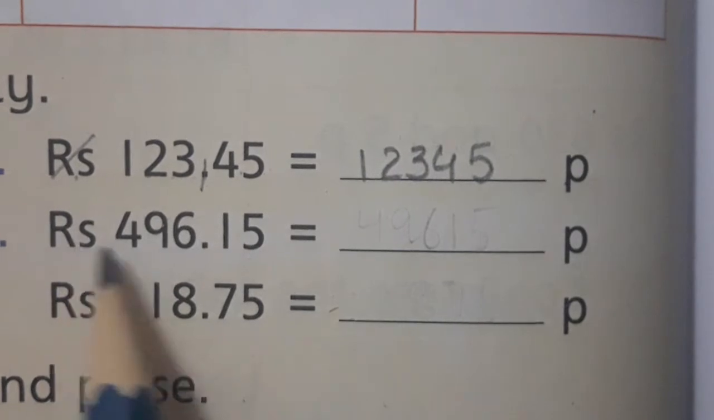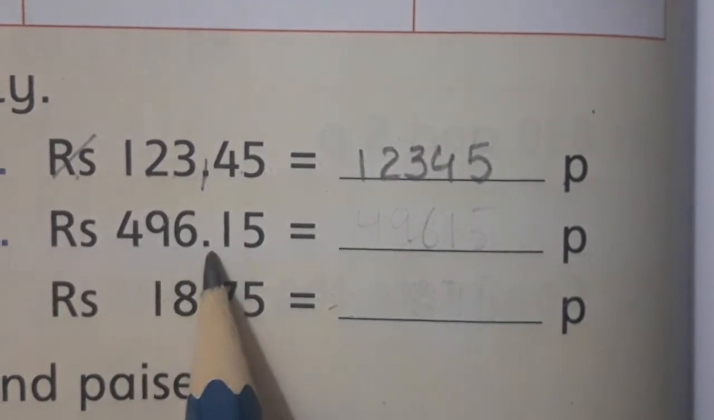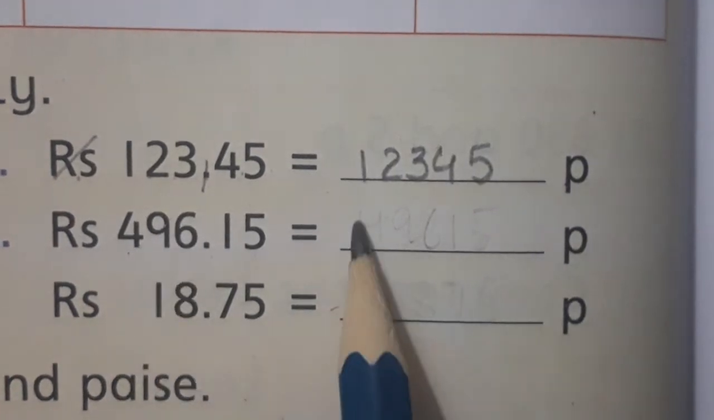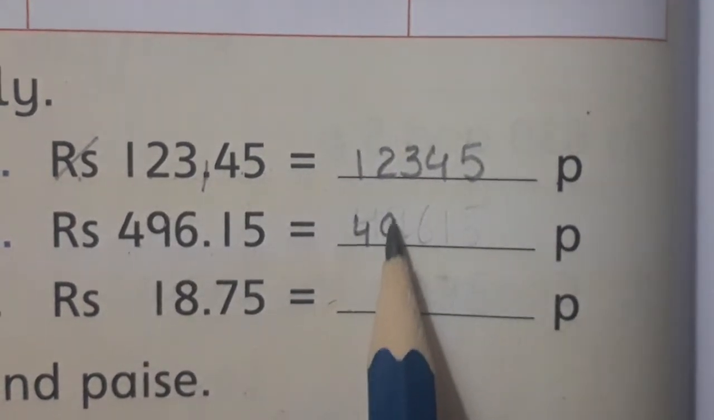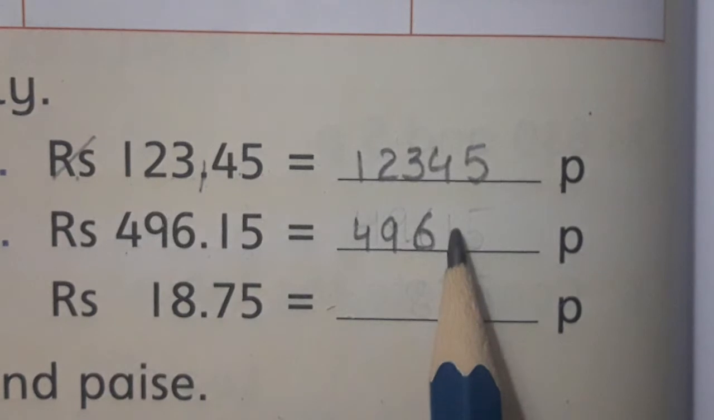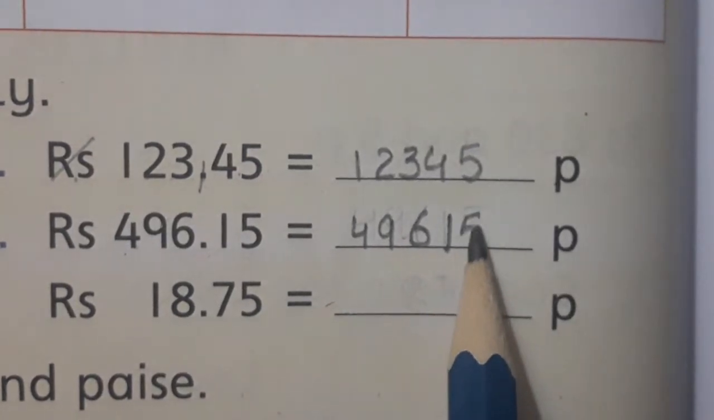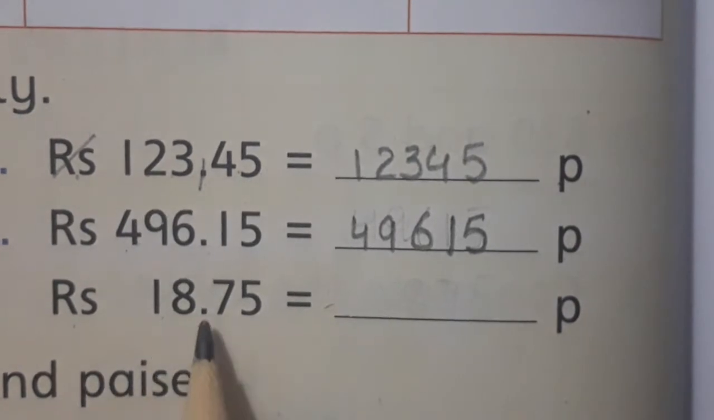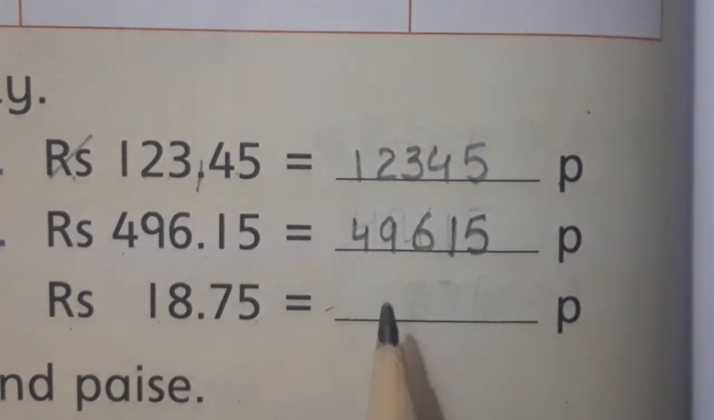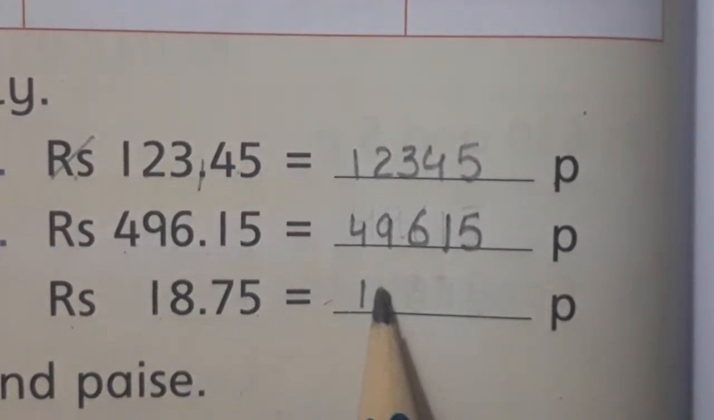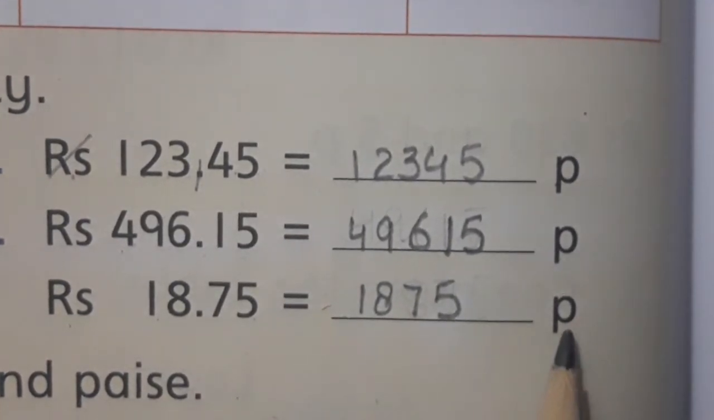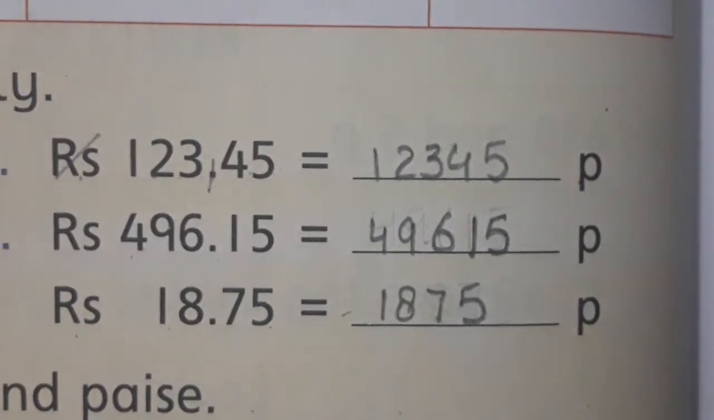And the next number, rupees 496.15, is equals 4, 9, 6, 1, 5 P. Rupees 18.75 is equals 18 and 75 paise. Okay, students?